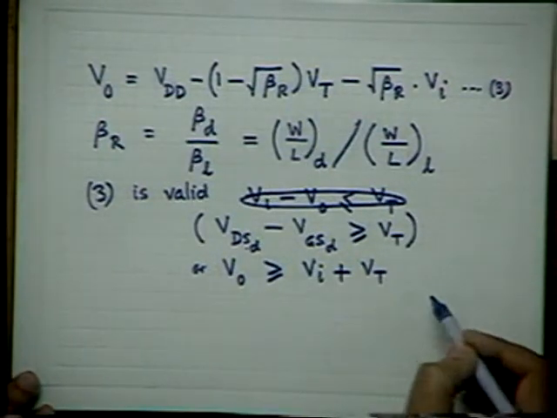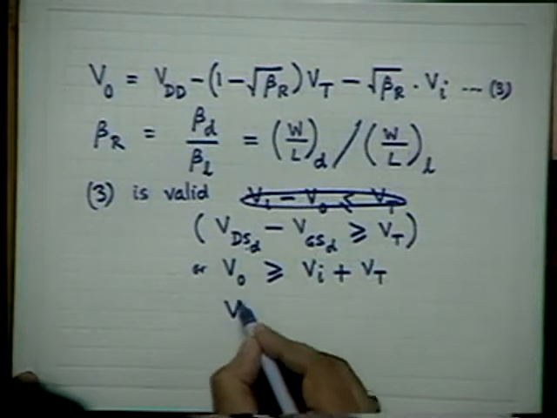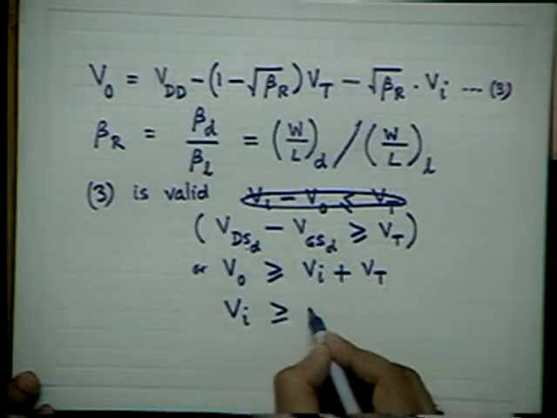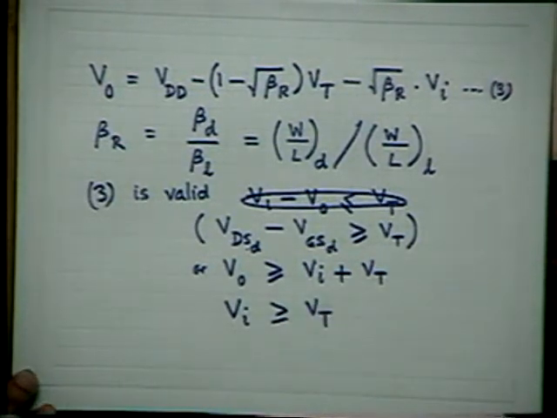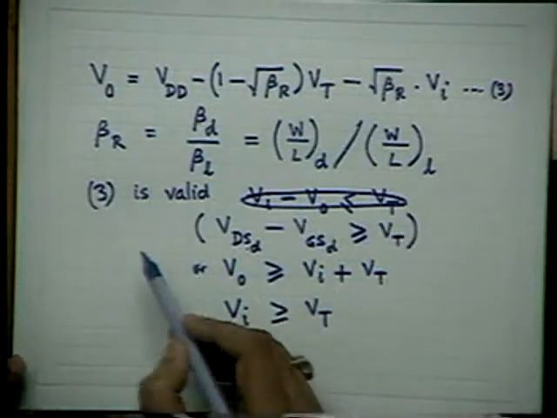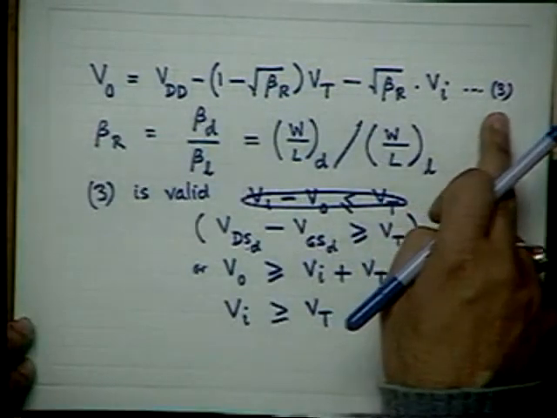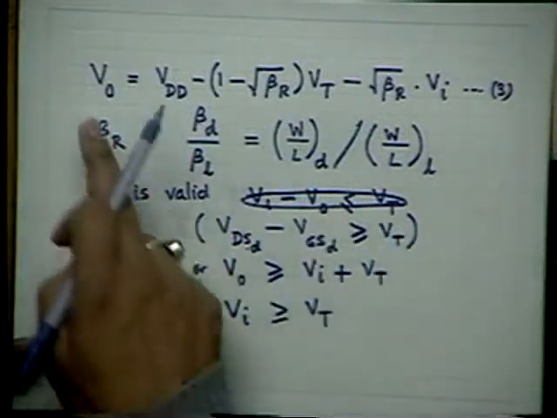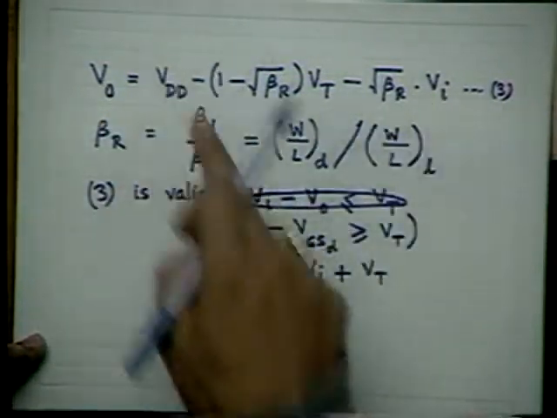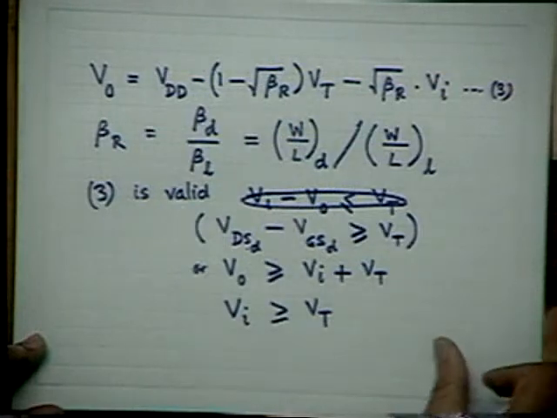And at the same time you see that your VI must be greater than or equal to VT. That is important. Both conditions have to be satisfied. Input voltage must be above threshold voltage, otherwise the transistor will not work, will not be in the on state, conducting state, and ultimately the VO. These two conditions must be satisfied. And using equation number 3, we can find a relationship between VO and VI, which is clearly a linear relation in this particular case. Okay?